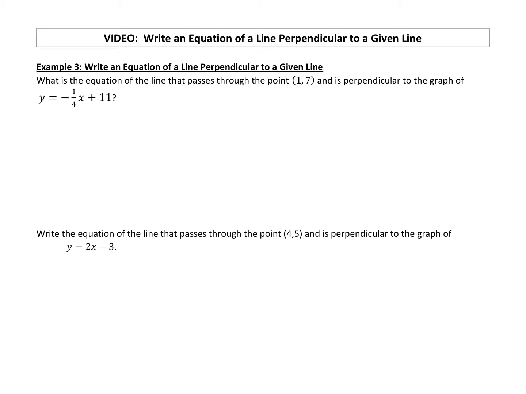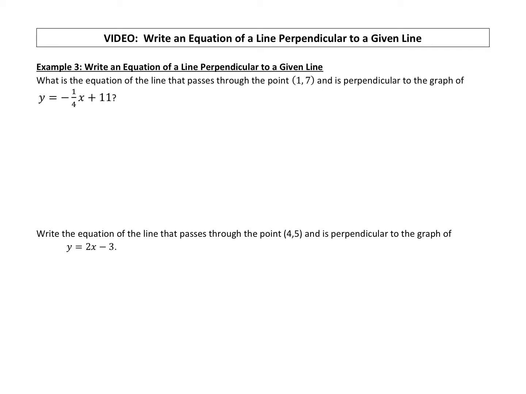So in an earlier example, we wrote equations of parallel lines. Now we're going to work on perpendicular. So what is the equation of the line that passes through the point (1, 7), so this is on our line, and is perpendicular to the graph of y equals negative 1/4 x plus 11.